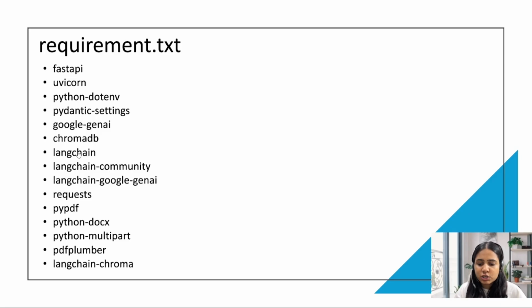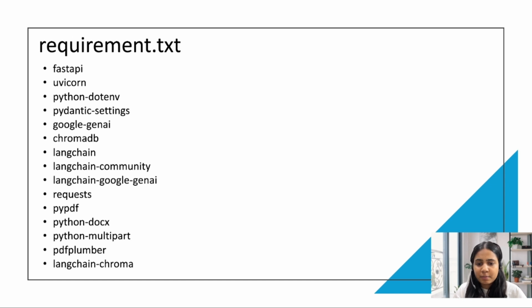Then LangChain Google GenAI, which integrates Google Generative AI with the LangChain models. After that, requests. Why do we need requests? Because we are going to make HTTP requests to external APIs, just like we used Arjuna in our last video. We are not going to change our project, we are just enhancing it using LangChain. For making the HTTP requests to the external APIs, we need the Arjuna API over here.